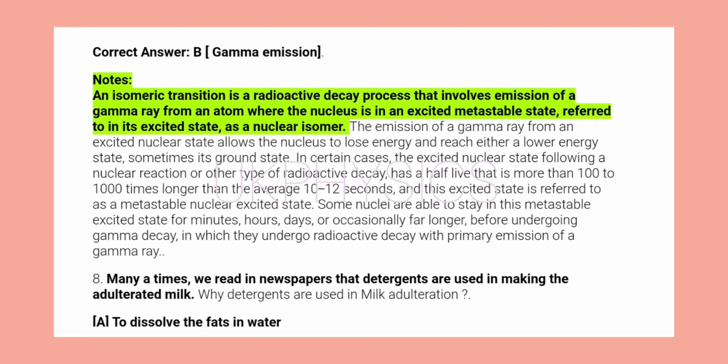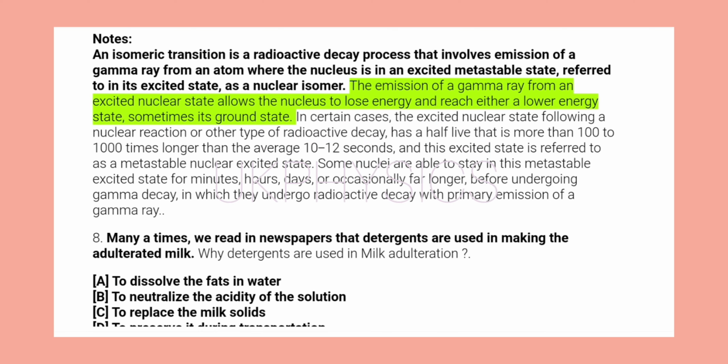atom where the nucleus is in an excited metastable state, referred to in its excited state as a nuclear isomer. The emission of a gamma ray from an excited nuclear state allows the nucleus to lose energy and reach either a lower energy state, sometimes its ground state.